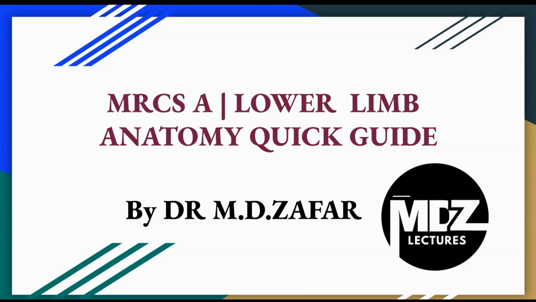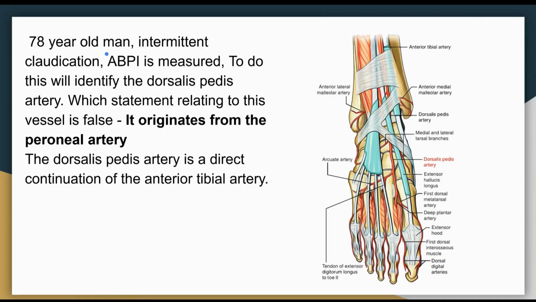From now we'll be talking about the lower limb anatomy specific to the MRCS Part A. First of all, we have a 78-year-old man who has intermittent claudication. His ankle brachial pressure index is measured. To do this, the dorsalis pedis artery is identified. They have given you different statements and you're supposed to identify which statement is not correct with reference to the dorsalis pedis artery.